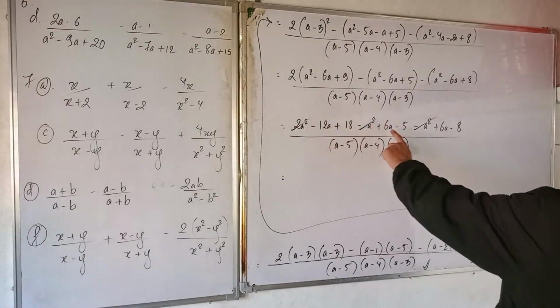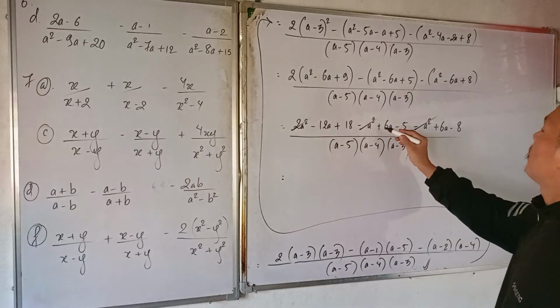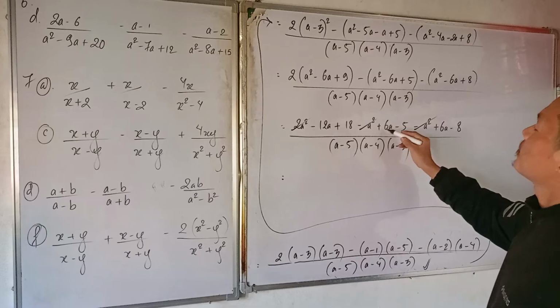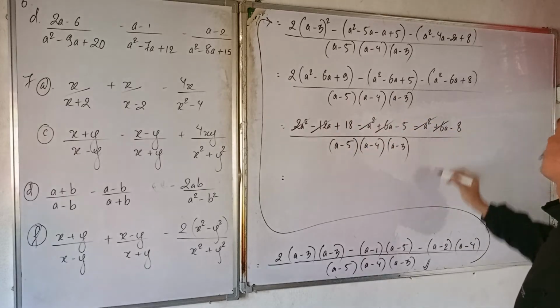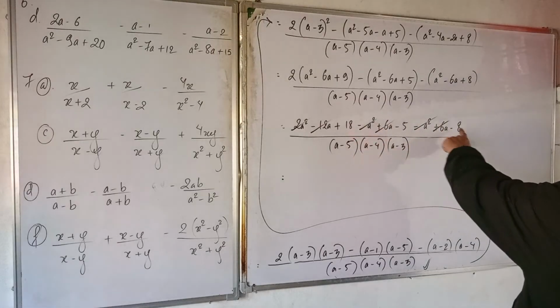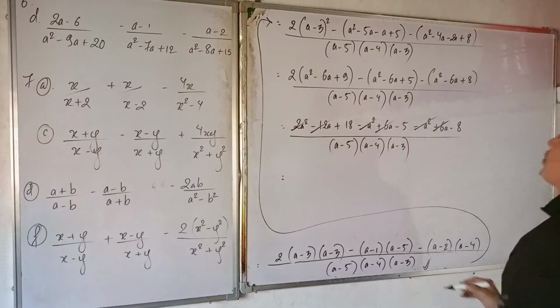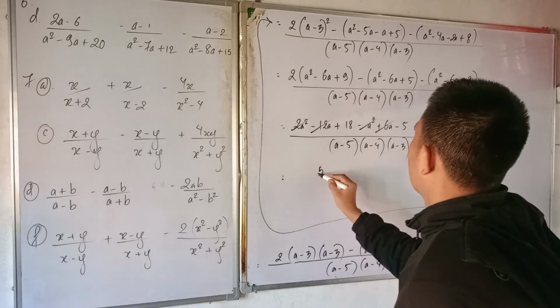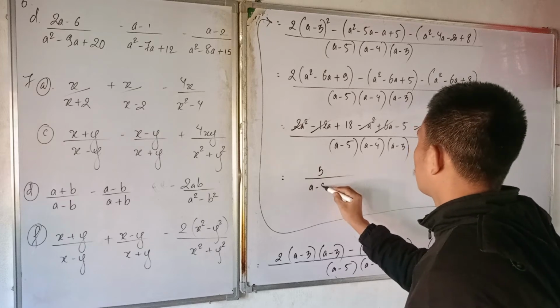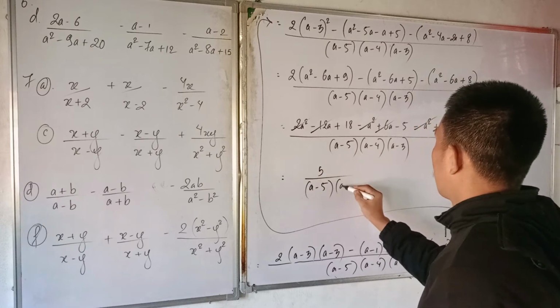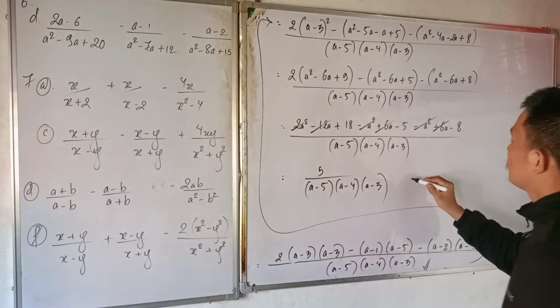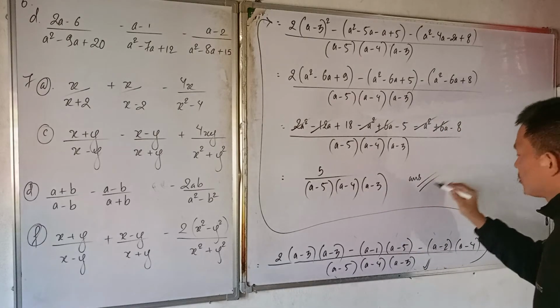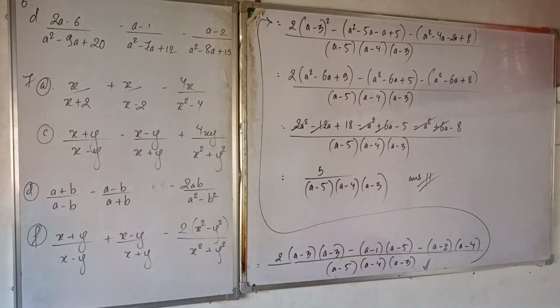Now minus 12a plus 6a plus 6a plus 6a plus 6a becomes positive 12a, and with minus 12a you can cut right here. So 18 minus 8 is 10, 10 minus 5 is 5, and the denominator is a minus 5, a minus 4, and a minus 3. This is the answer.